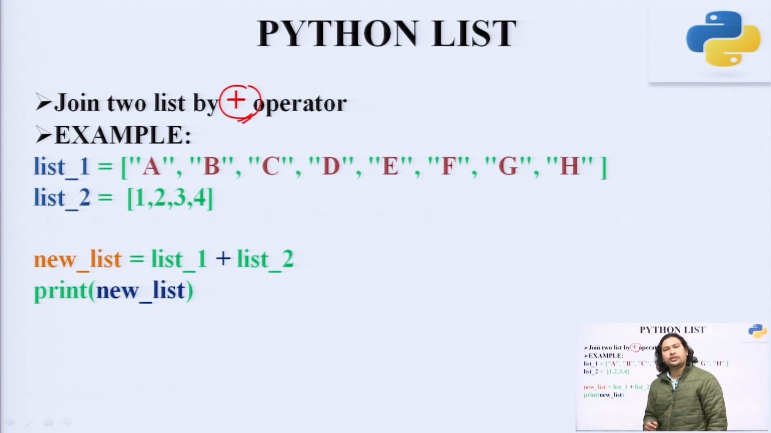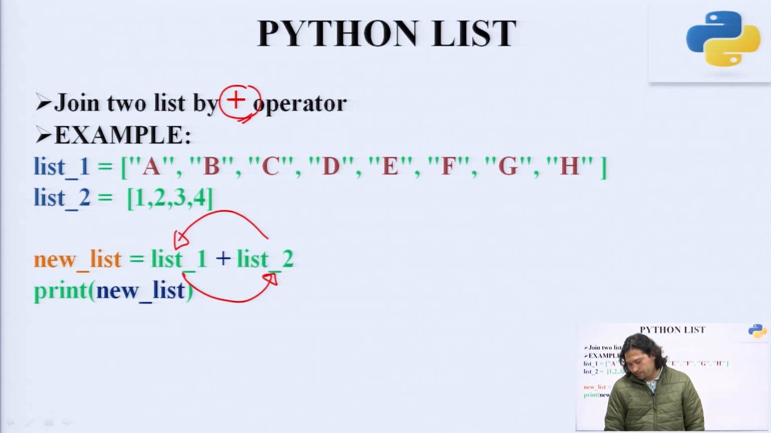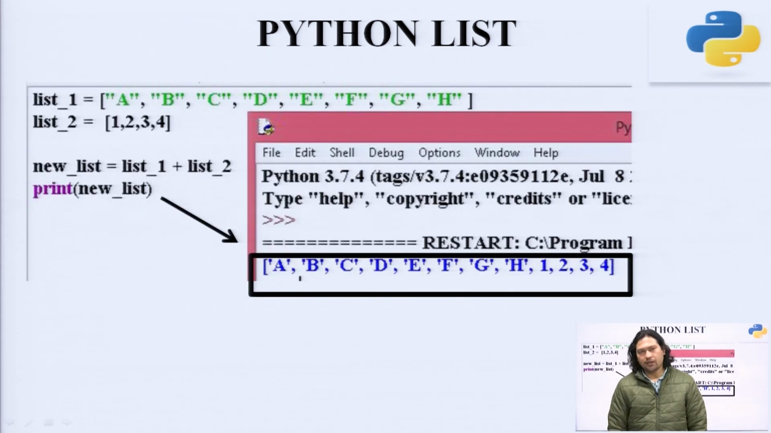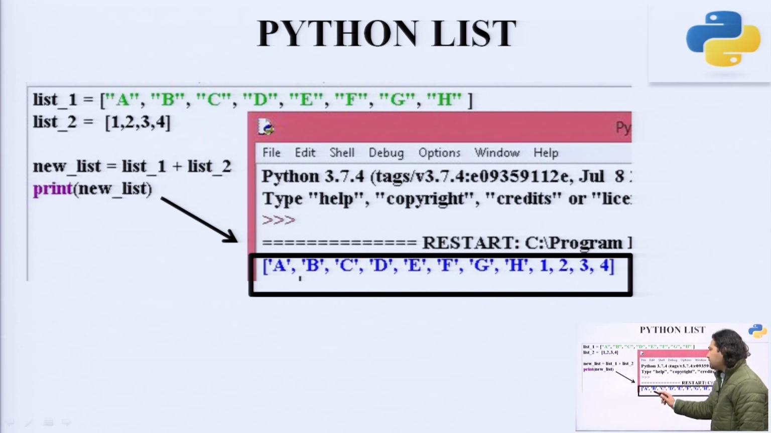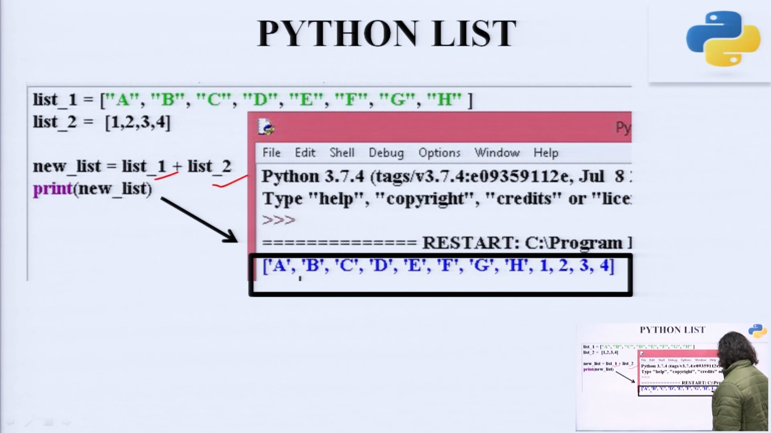That means the order is important. If you go for list 2 plus list 1, the order will be different, that is 1, 2, 3, 4 followed by A to H. Here you can see in the output that the order is list 1 followed by list 2. So, here list 1 followed by list 2.